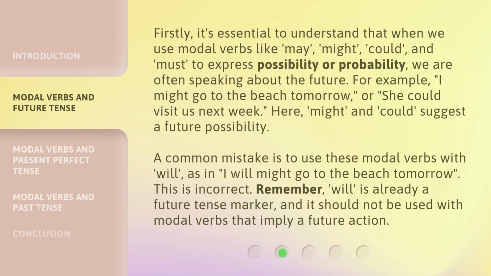Firstly, it's essential to understand that when we use modal verbs like may, might, could, and must to express possibility or probability, we are often speaking about the future. For example, I might go to the beach tomorrow, or she could visit us next week. Here, might and could suggest a future possibility.